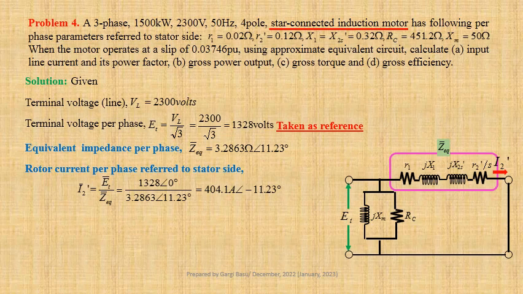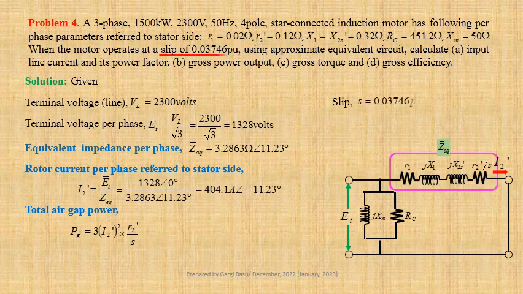For three-phase induction motor, expression for total air gap power PG equals 3 times I2' square into R2'/S. Given slip S equals 0.03746 per unit and per phase rotor resistance referred to stator side R2' equals 0.12 ohm.